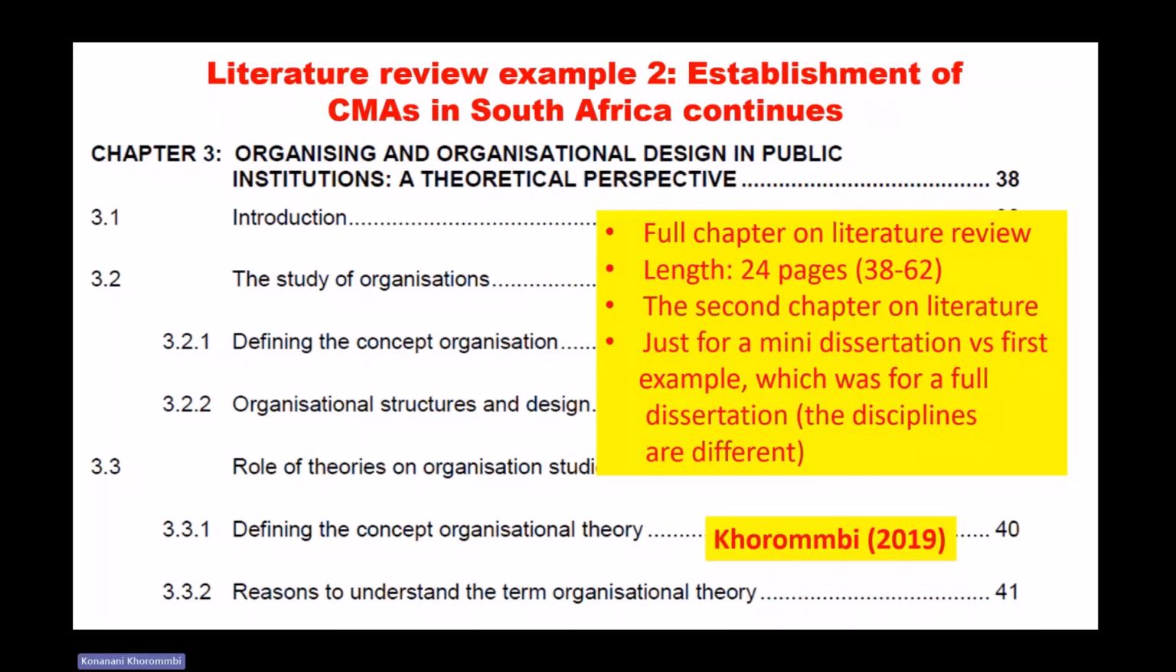Now, this chapter 3 is there precisely because I had identified a theory and I had to explain it. The contents of the theoretical framework section were extensive, so I had more literature that assisted me to unpack and present the theoretical framework. So I decided that I was not going to put it in chapter 2 as just one of the sections, but I would dedicate a chapter and entitle it organizational design in public institutions, a theoretical perspective.